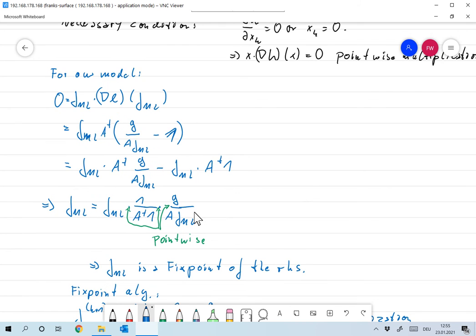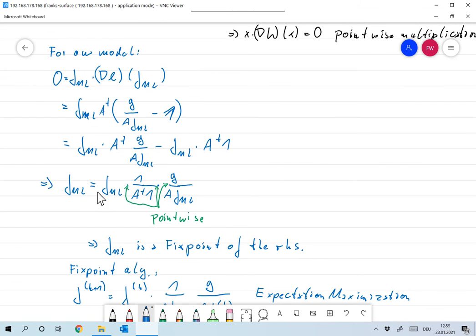And let me say what the multiplications are. A FML over here, that's a normal matrix vector multiplication. G over A FML, these are two vectors and they are divided in each component. This 1 over A transpose 1, this is a pointwise division. This is a pointwise multiplication, and also this one over here is a pointwise multiplication. So whenever we have the multiplication of two vectors here, that's meant pointwise. Okay, however, this means that FML is a fixed point of the right-hand side.